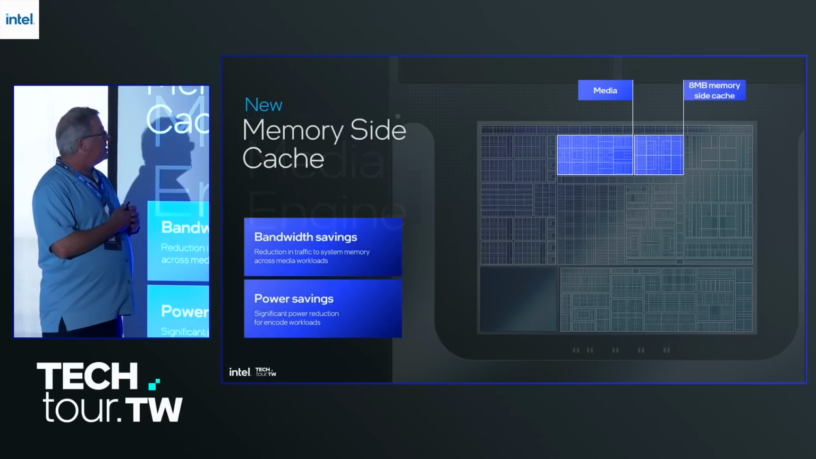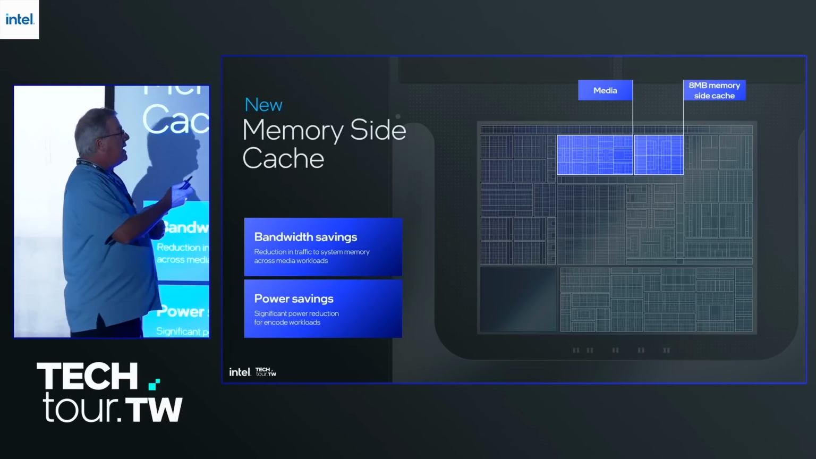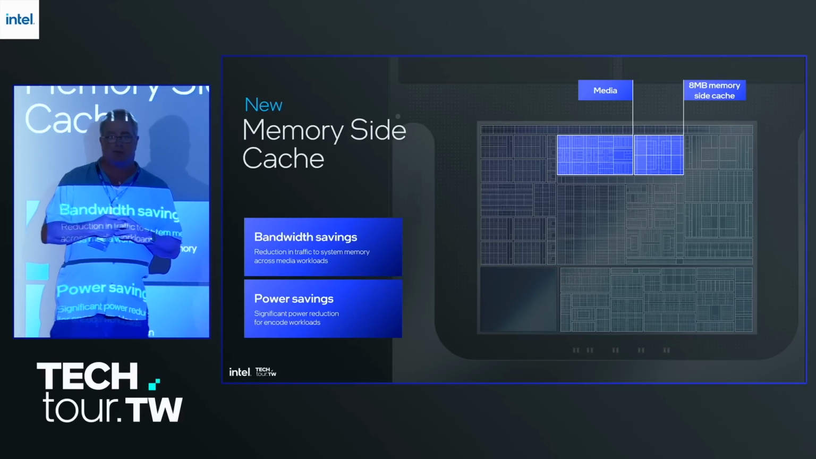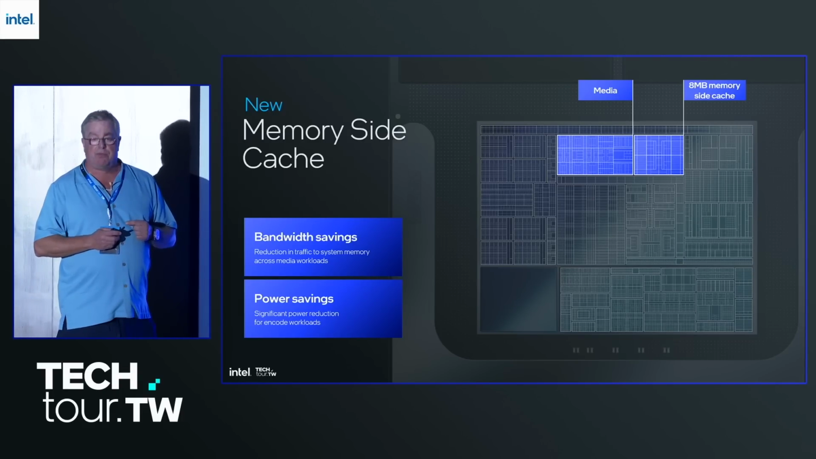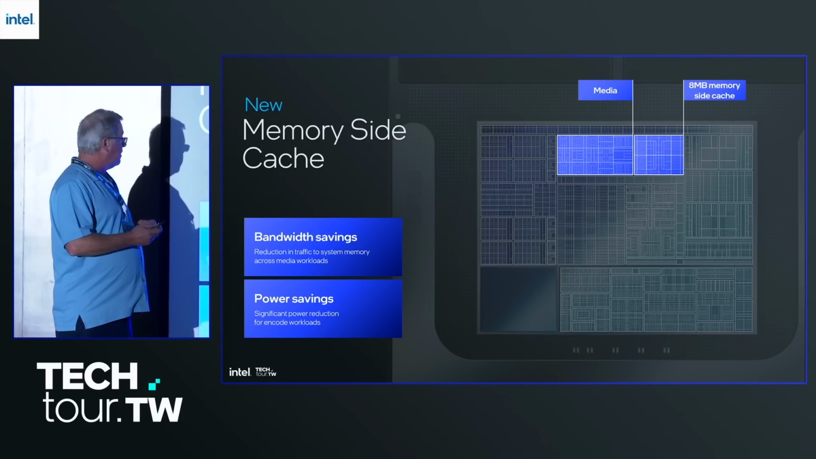Okay, so the media engine has actually been significantly improved. We now have an 8 megabyte side cache, which is shared, but allows us to save some intermediate data, and it improves performance and power for media decode.